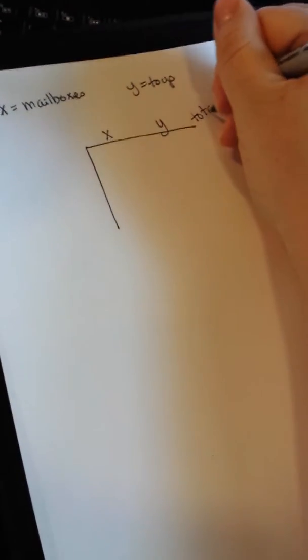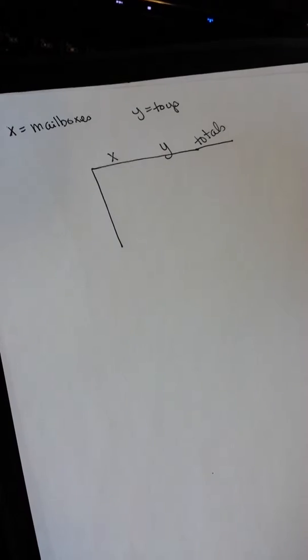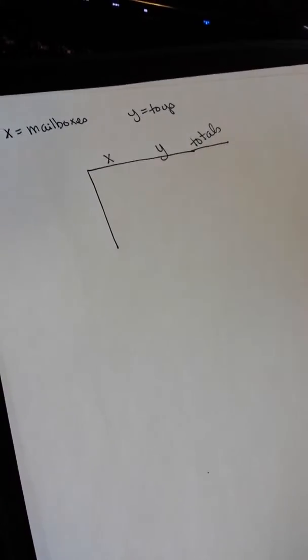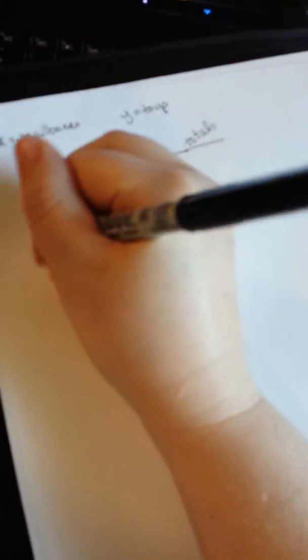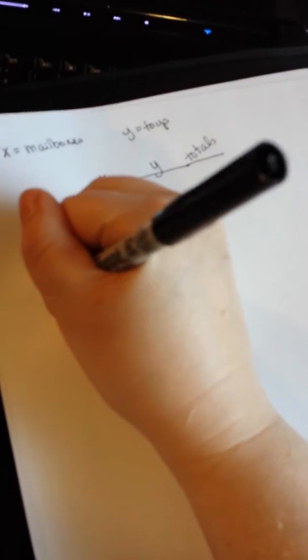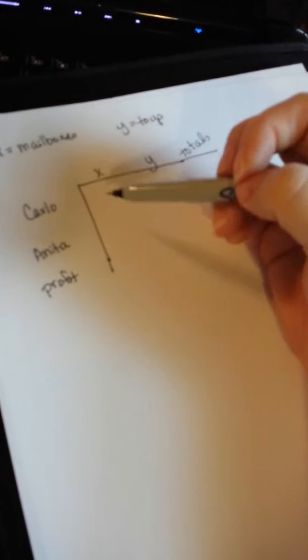So the easiest way to work these problems is to make a table. So x is information about mailboxes, y is going to be information about toys, and then I'm going to put any totals I have at the top of my chart. And then along the side of my chart, I'm going to put any factors that I know about these mailboxes and these toys. What I'm given in this problem is the number of hours that Carlo can work and the number of hours that Anita can work. So there I go, Carlo and Anita, those are my constraints, the number of hours that they can work. And we also know that we're given some information about profit. So let's fill in the chart here.